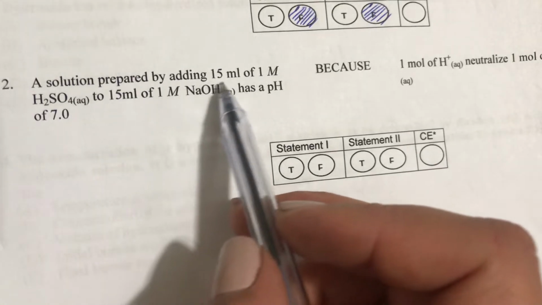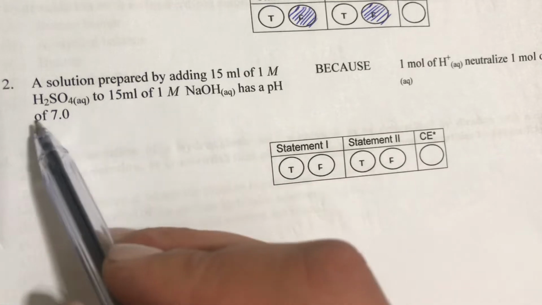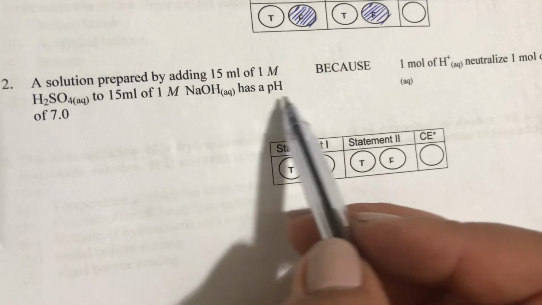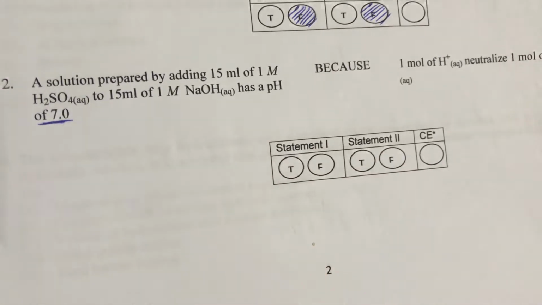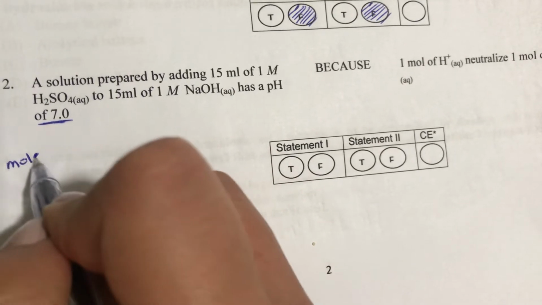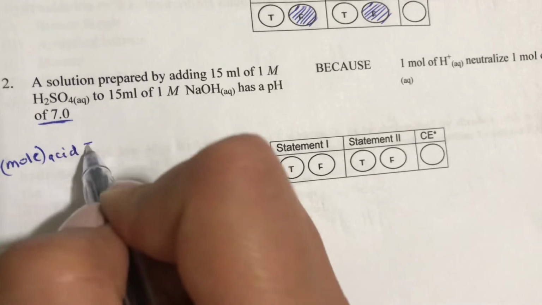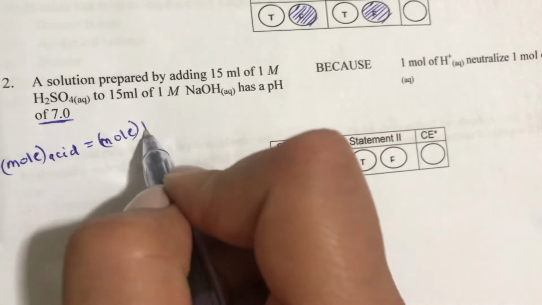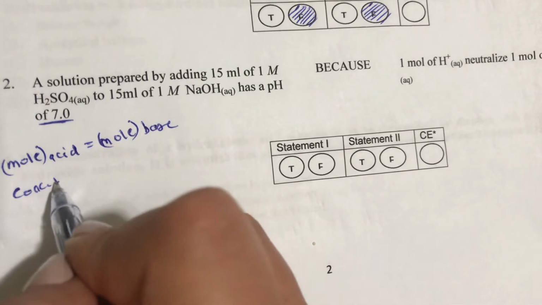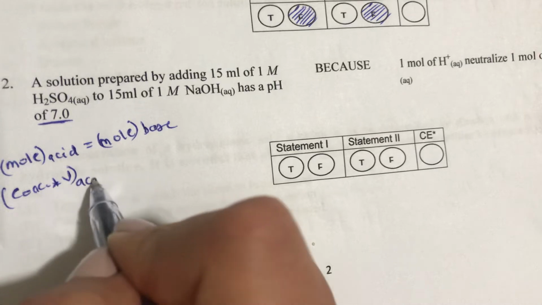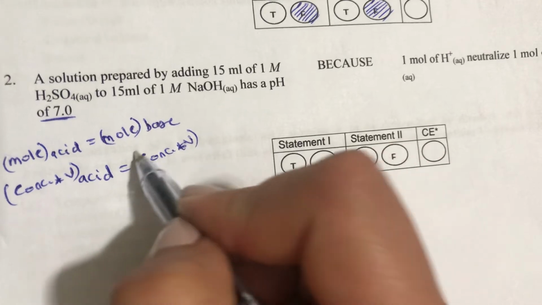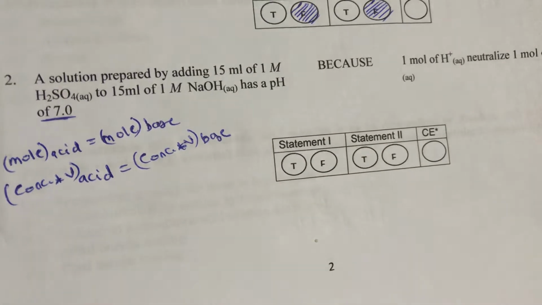A solution prepared by adding 15 ml of 1 molar sulfuric acid to 15 ml of 1 molar sodium hydroxide has a pH 7. Again, pH 7 means mole of acid equal mole of base. So concentration times volume for acid equal concentration times volume for base.